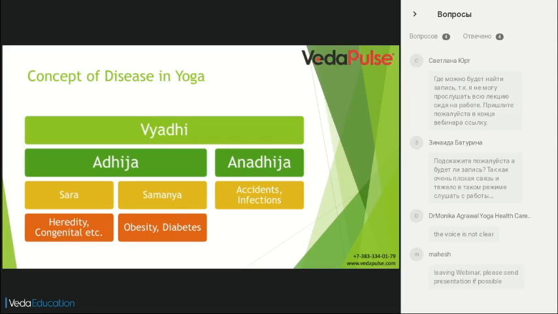And there are 2 types of vyadhis, the physical illnesses. One is the non-stress born. They are called Adhija Vyadhi.